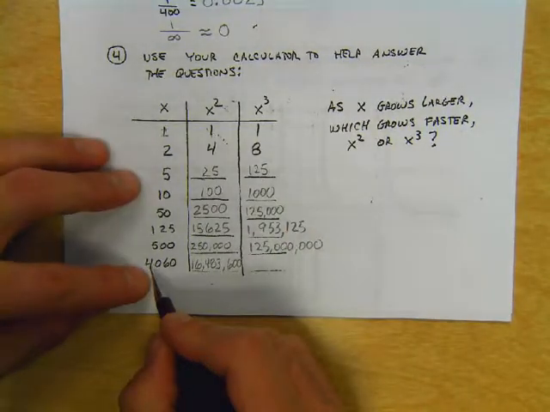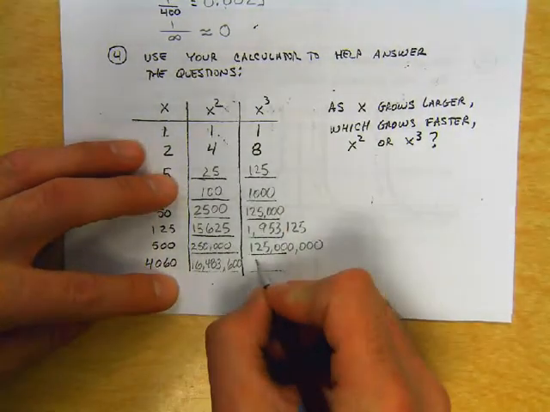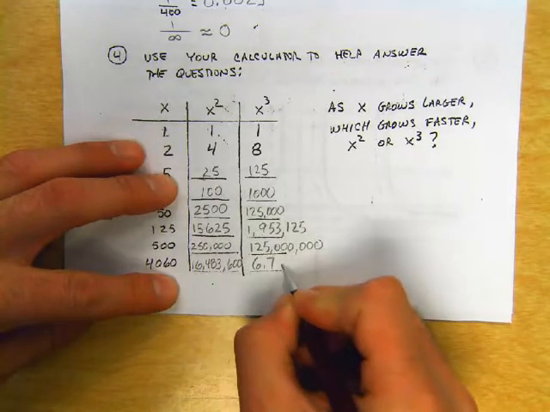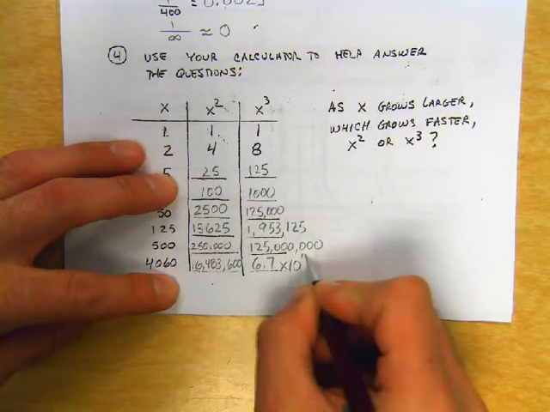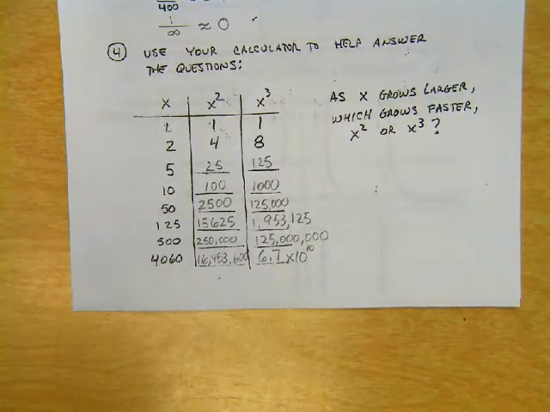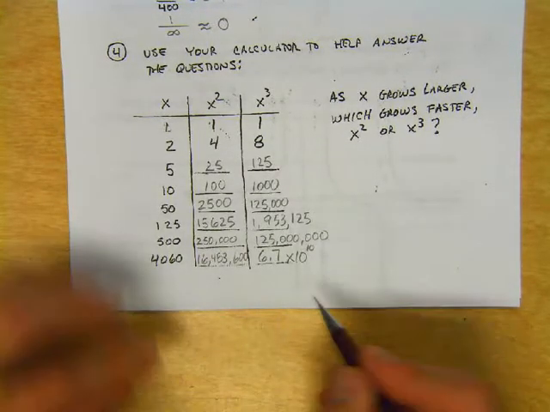Okay, 4060 cubed is 6.7 times 10 to the 10th. I would take that one too, but I don't want to be greedy.